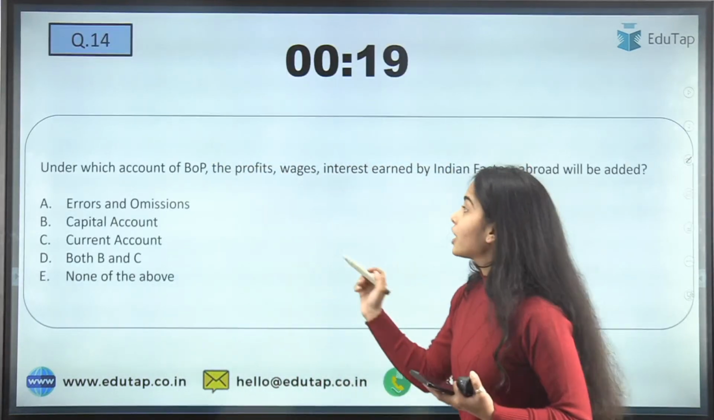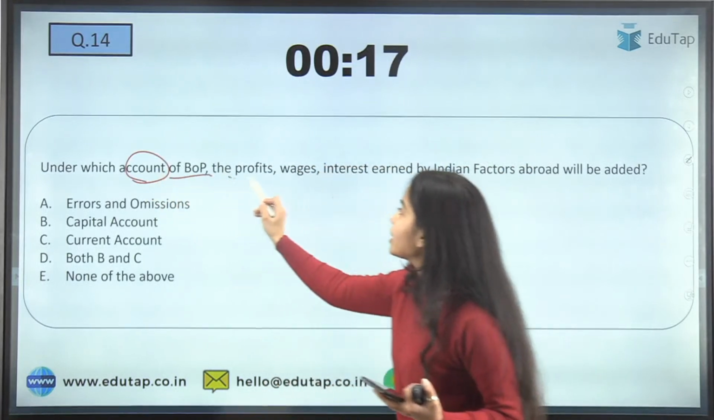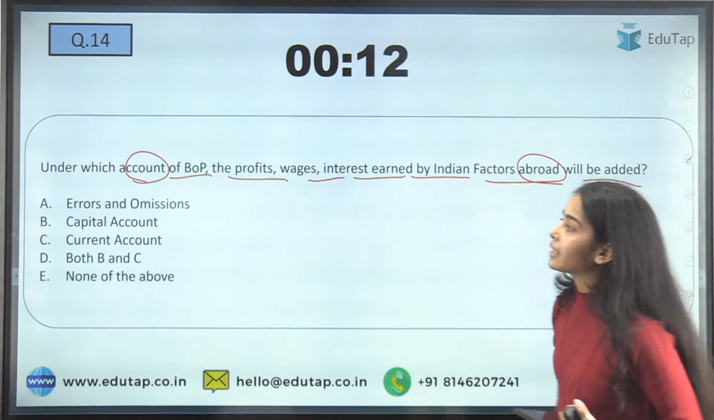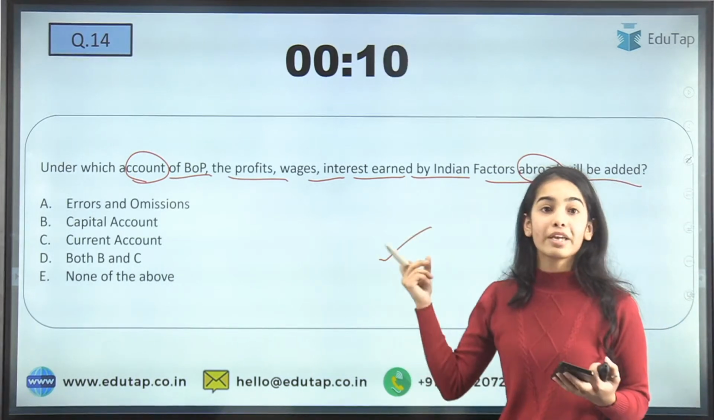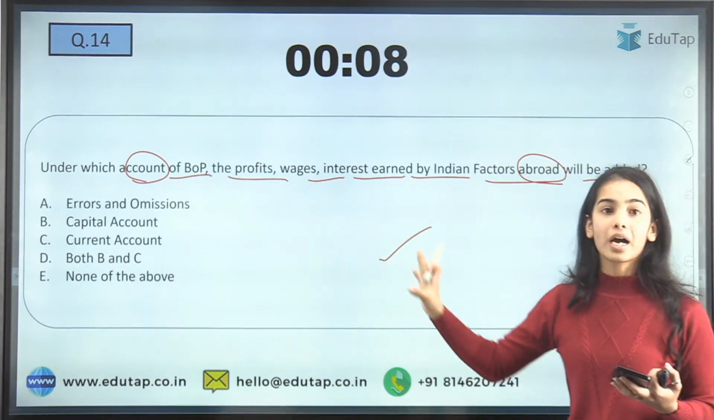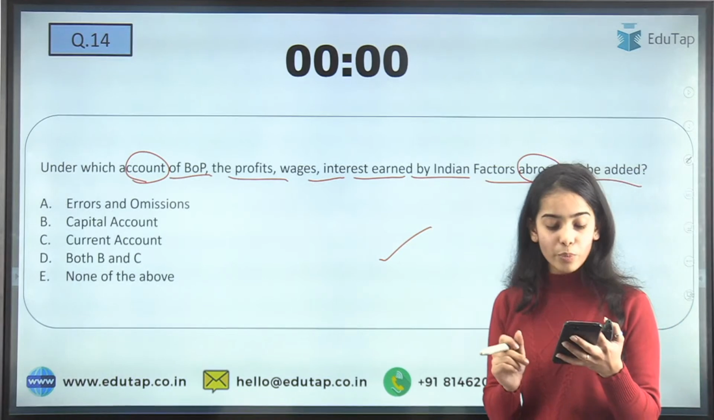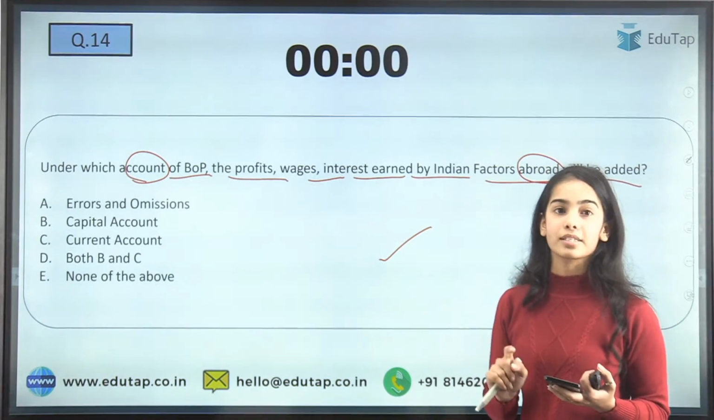Next question is, under which account of BOP the profits, wages, interest earned by Indian factors abroad will be added? This is an easy question if you know the basics of the accounts. Okay, so try to answer this one. Nisha, I hope you are clear about the 12th one. It was the B answer.